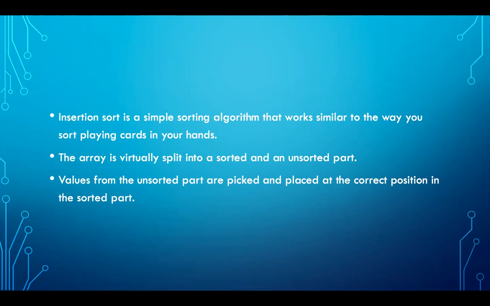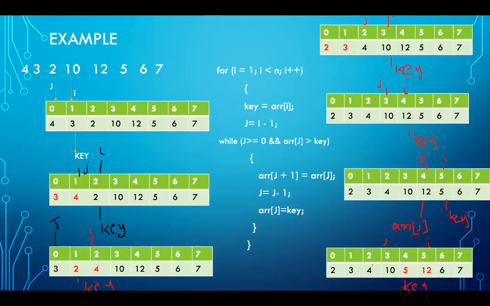So by playing the cards, we are arranging in our hand. From the unsorted side, we will pick one card and we will arrange it in a sorted way. Like that, this insertion sort also will work. Now I will explain it with an example. With the numerical example, you can understand it very easily. This is the example I'm going to explain.